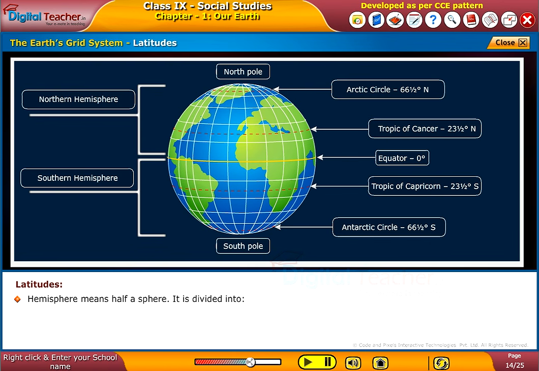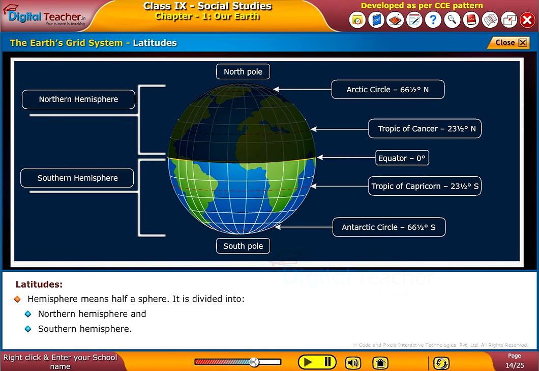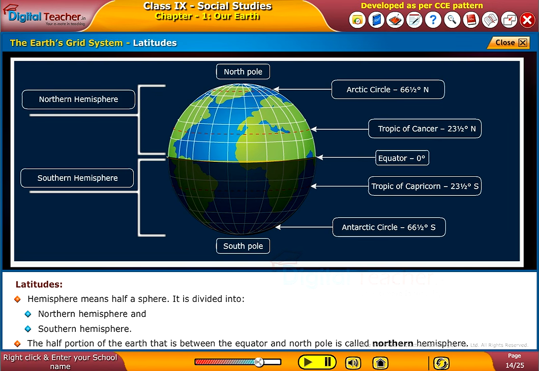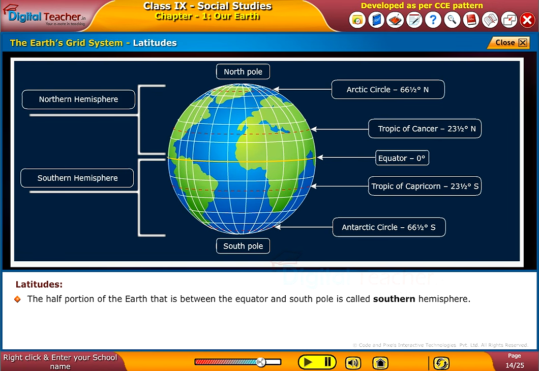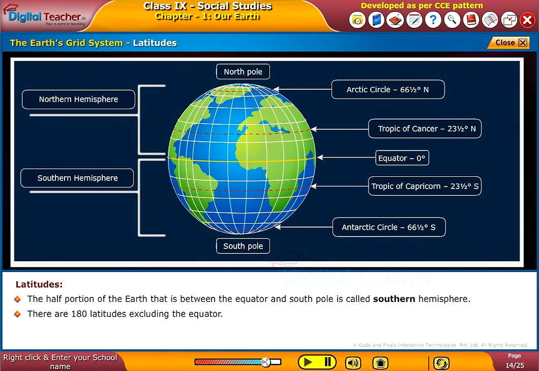Hemisphere means half a sphere. It is divided into northern hemisphere and southern hemisphere. The half portion of the earth that is between the equator and North Pole is called northern hemisphere. The half portion of the earth that is between the equator and South Pole is called southern hemisphere. There are 180 latitudes excluding the equator.